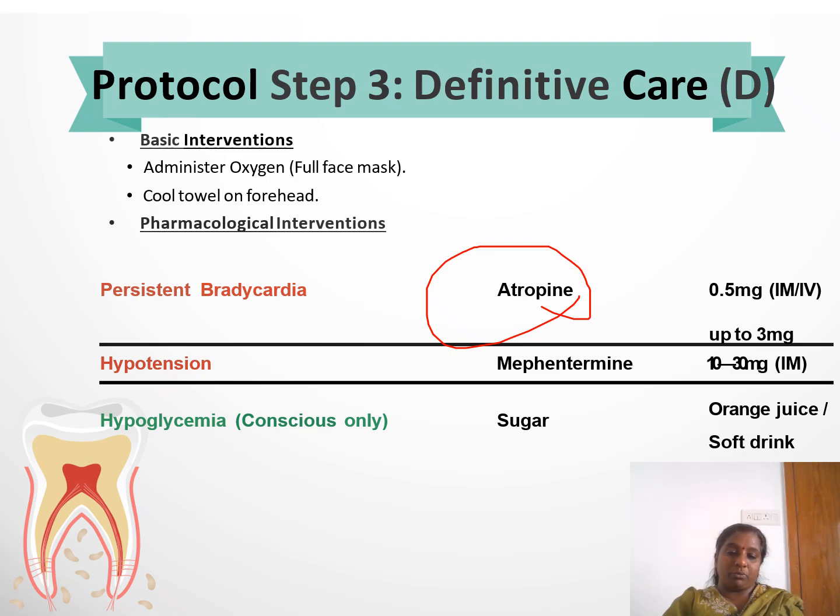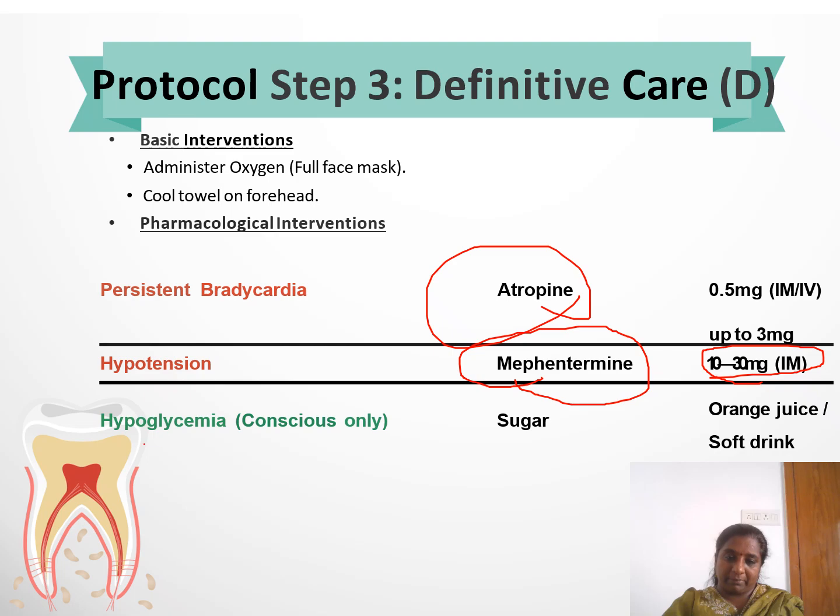Then next is hypotension. So a fall in blood pressure, even though we have corrected it with the position and the brain has got the required supply. If persistent hypotension is there, methylprednisolone is a drug, an adrenergic drug, that has to be given to correct the hypotension. It's one of the drugs of choice in the treatment of hypotensive states. How are we going to administer methylprednisolone? 10 to 30 mg can be given as an intramuscular injection.